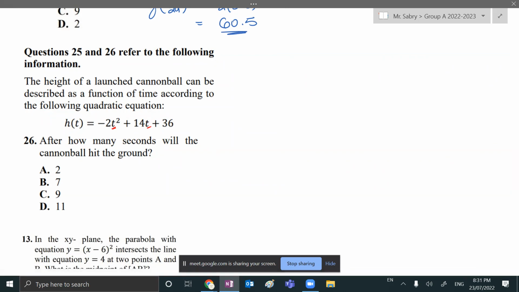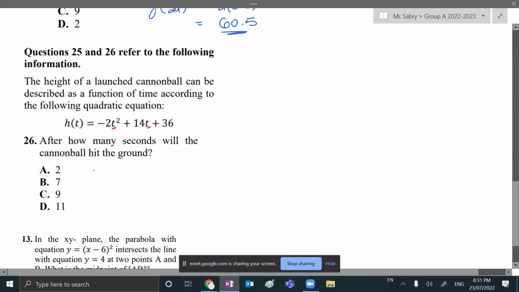Now, when it hits the ground, what does that say about its height? When something hits the ground, this means that its height is equal to 0. And which part in this function represents the height? It's this part. So in other words, they're asking you to take this function and make it equal to 0, when the height is equal to 0. And you just need to find out now what should be the value of t.